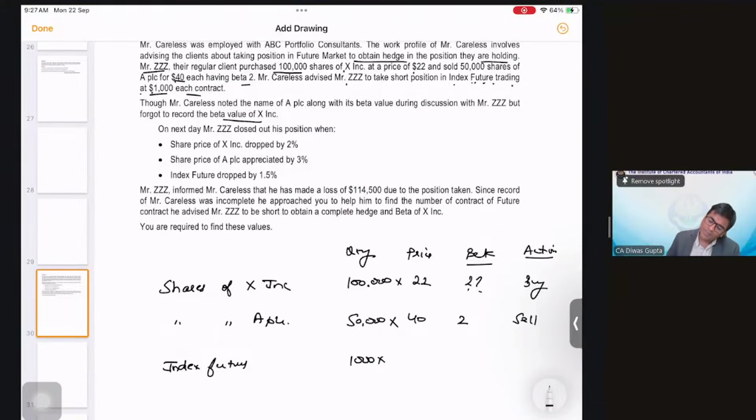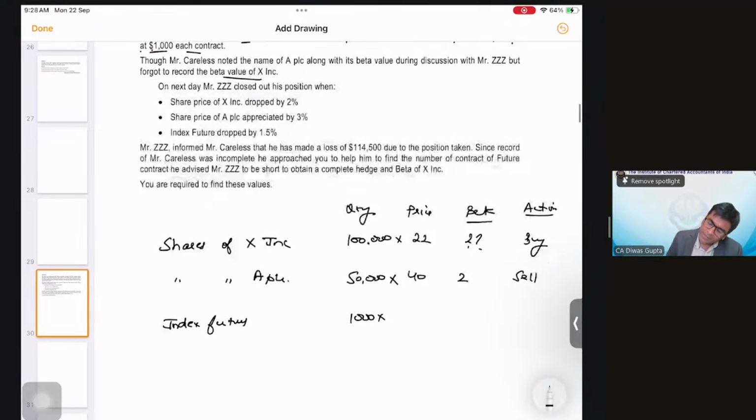Price is also unknown. Now tell me, students, what will be the beta of index futures? Come on. What will be the beta of index futures? Or let me ask you, what is the beta of an index? Let's say Sensex or Nifty, what is their beta? Come on, students. It's an easier one. 4. Sorry? 4. Why 4?